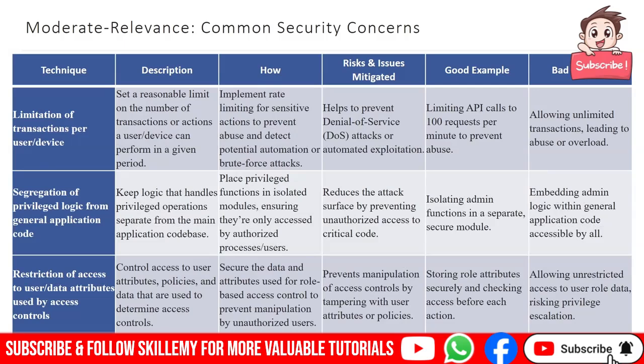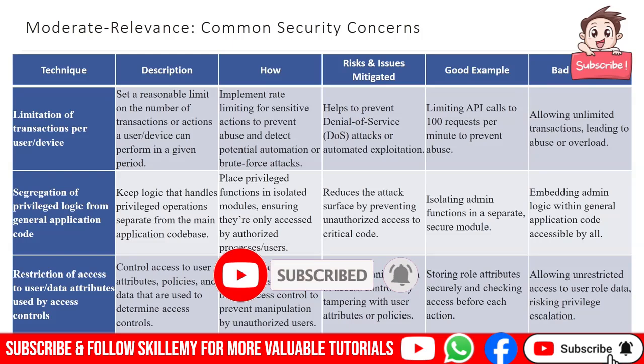Let's also talk about limiting the number of transactions a user or device can perform in a set period. This practice is particularly effective in preventing abuse and deterring automated attacks. For example, allowing users to send hundreds of requests per minute might seem harmless until an attacker uses this capability for brute force login attempts or a denial of service attack overwhelming the system. By capping the number of transactions per user or device slightly above what's needed for legitimate business functions, we can slow down or prevent automated attacks without negatively impacting normal users.